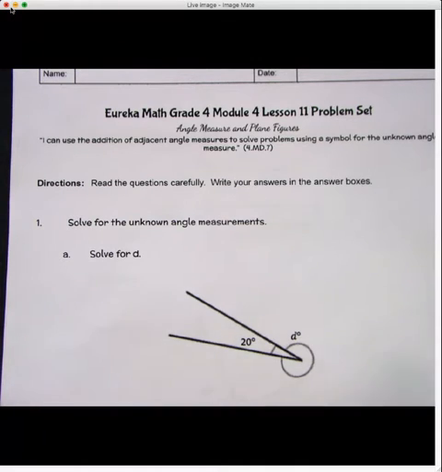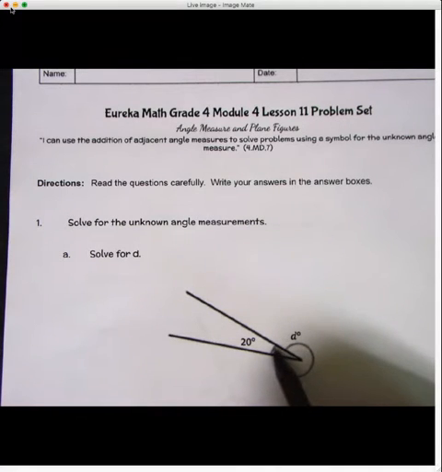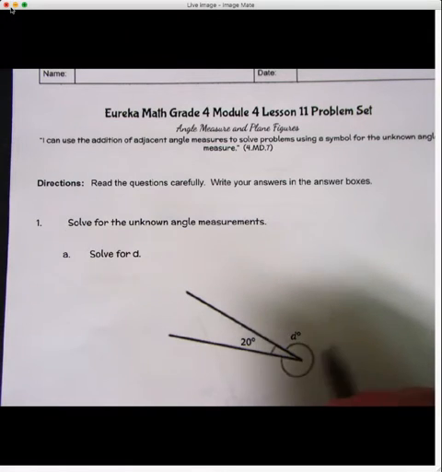First off, we have a 20-degree angle. We have this little acute angle that's 20 degrees, and the directions are solve for D. Now, they call these little things arcs. This arc is the inside measure of the angle. Look at this arc. It goes all the way around from one side of that angle to the other. If we were to go inside there, that would make a circle.